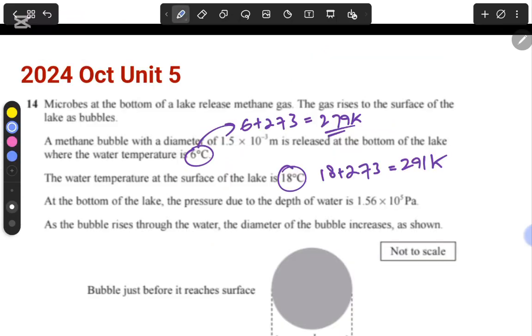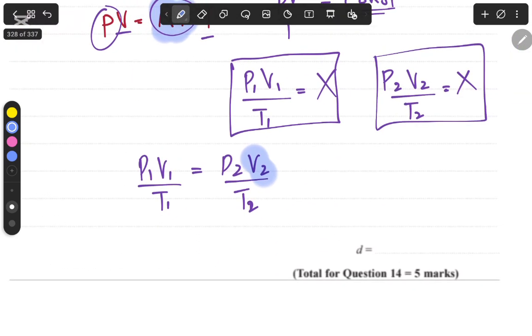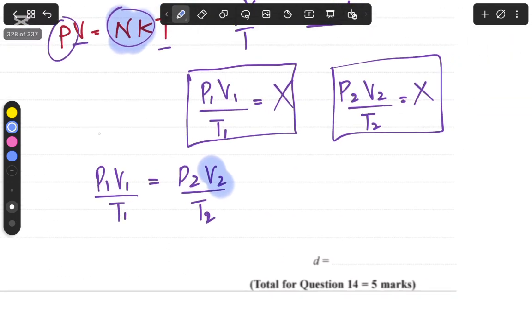For the values of T1 and T2, we add 273 to the Celsius values. 6 plus 273, changing it into Kelvin, we get 279 Kelvin. Same thing we do with 18, we add 273, it goes from Celsius to Kelvin, 291 Kelvin. And now we're going to plug all the values in. Remember, P1 is going to be the pressure of the atmosphere plus the pressure of the water depth, and then P2 is just going to be the atmospheric pressure.